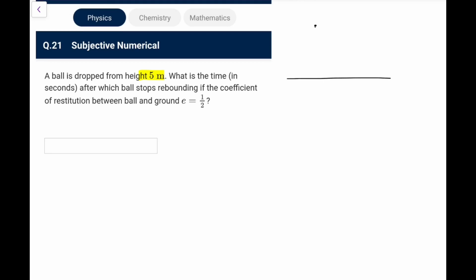Let's say it is dropped from a height of 5 meter. Let's say the speed was v0, and after the first collision it becomes v1, which is e times v0. It will come back and strike again, and now v2 will become e square v0. The time taken would first be root 2h by g to fall.